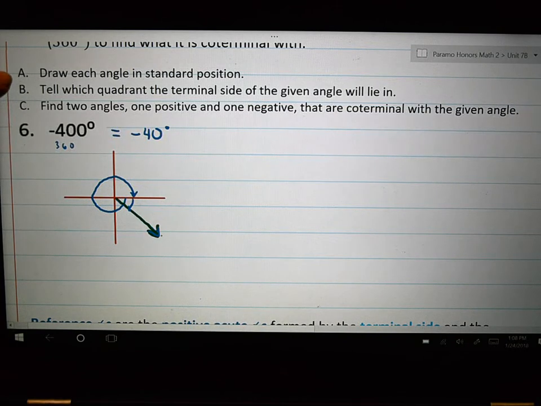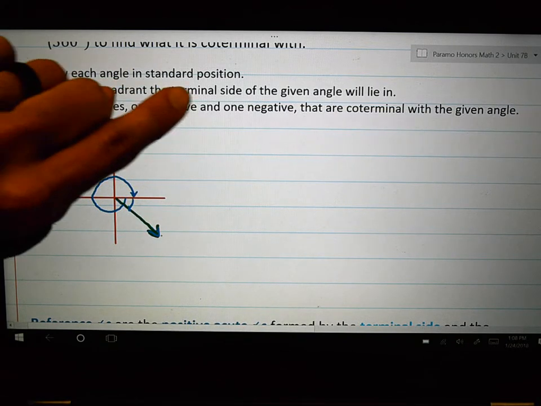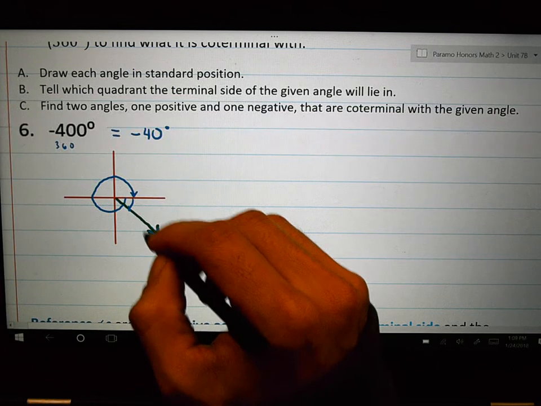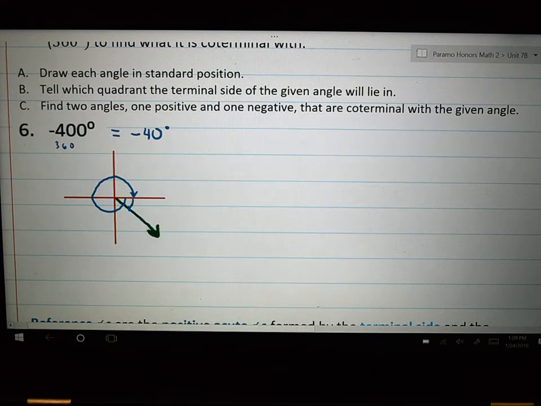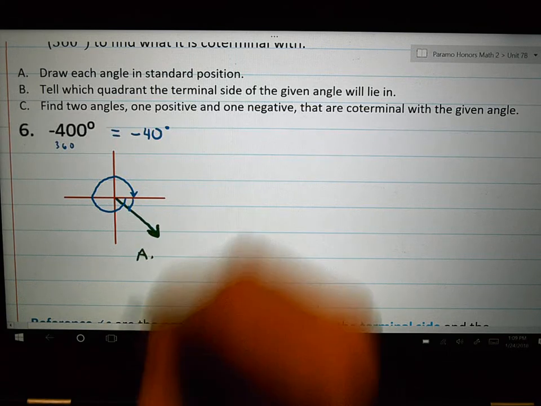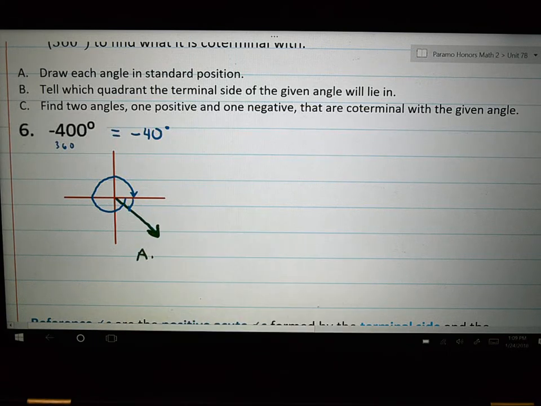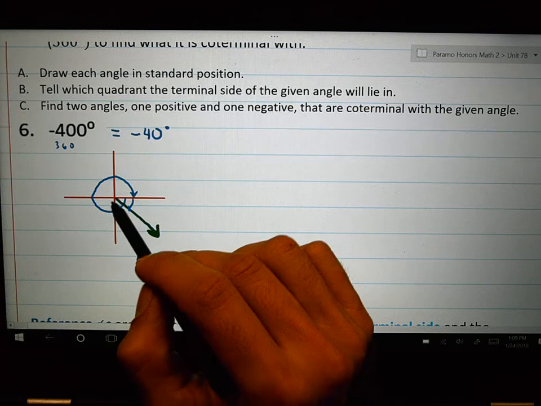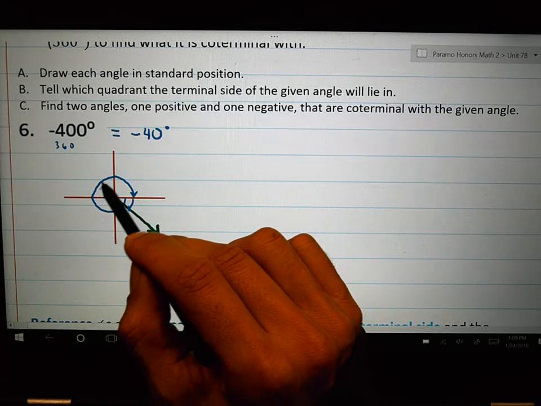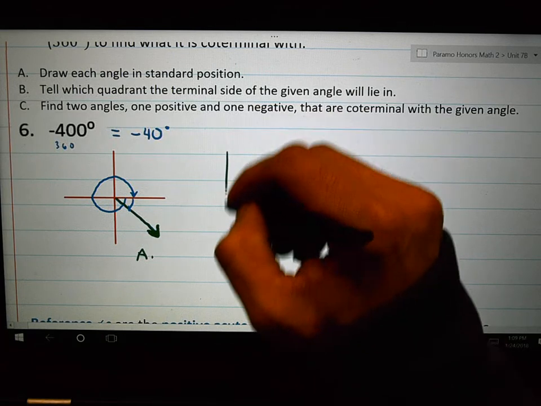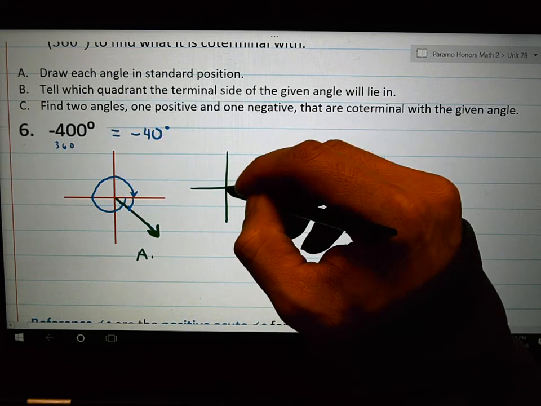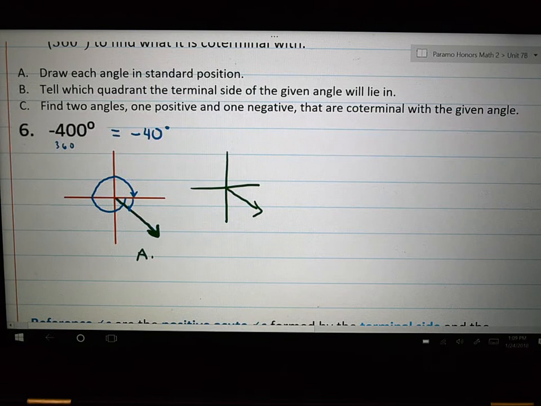For part A, draw each angle in standard position. This is negative 400 degrees. This is my part A answer. Do you have to show the direction that you're going in? No. If you simply want to go like this and say it's going to be right about there, I'm okay with that for right now because it's just a sketch.